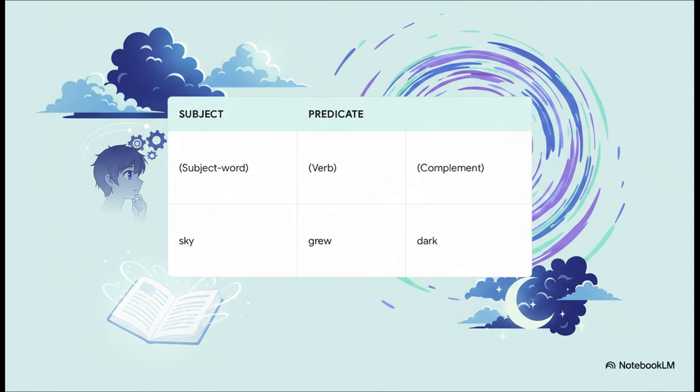Let's look at this one. The sky grew dark. The subject is sky. The verb is grew. Now, the sky isn't doing the action of growing to the dark, right? That doesn't make sense. Instead, the word dark is completing the idea. It's telling us more about the sky. It describes the subject. And that's what makes dark a complement.